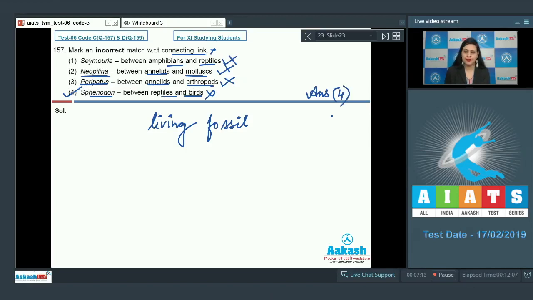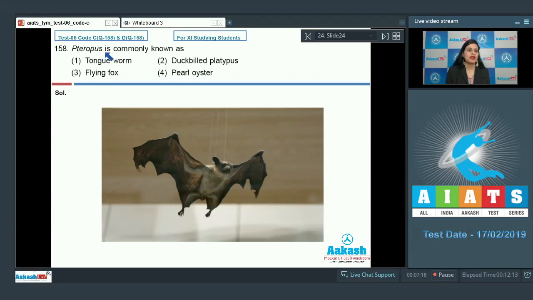Let's proceed to the next question. Question number 158. Pteropus is commonly known as, and the options are tongueworm, duck-billed platypus, flying fox and pearl oyster. And the correct answer to this question is option number 3, flying fox. Pteropus, which belongs to the class Mammalia, is commonly known as flying fox or bat. As you can see here, this is Pteropus. Let's discuss rest of the options.